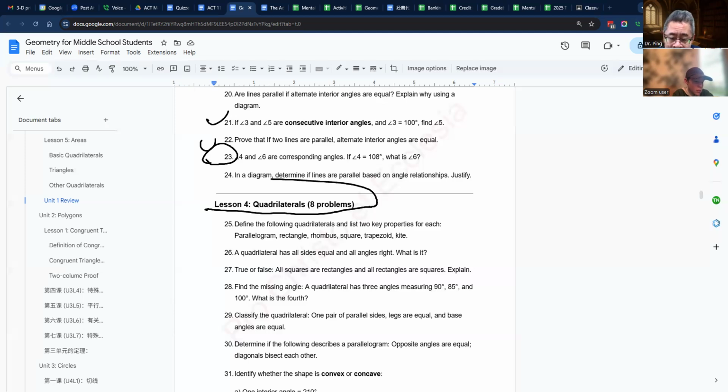Define the following quadrilaterals and list two key properties for each. So we start with parallelogram. What's the definition of a parallelogram?